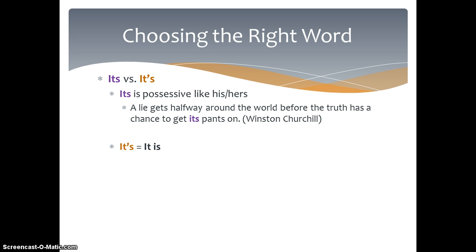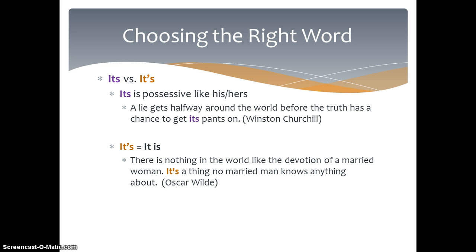It's, with an apostrophe, equals it is. Let's look at an example of that. "There is nothing in the world like the devotion of a married woman. It's a thing no married man knows anything about." That was by Oscar Wilde. And the way to check is to substitute "it is" into the sentence.